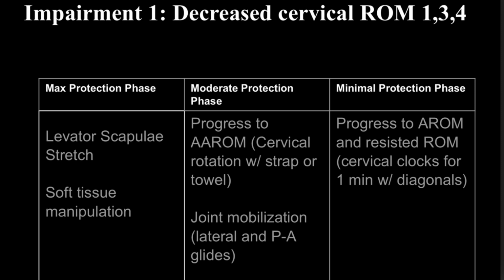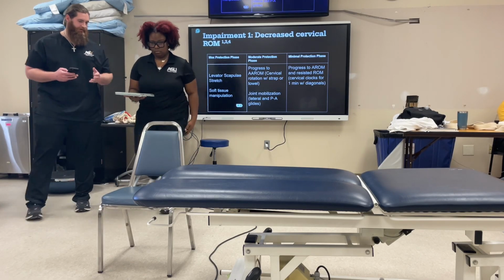So for this first one, we're going to do a levator scapulae stretch. This is a stretch that targets the levator scapulae, which is a muscle that aids in cervical flexion and side bending. This stretch will help decrease tension in the upper back and neck and help to restore cervical range of motion. So I'm going to have you sit in this chair right here for me.